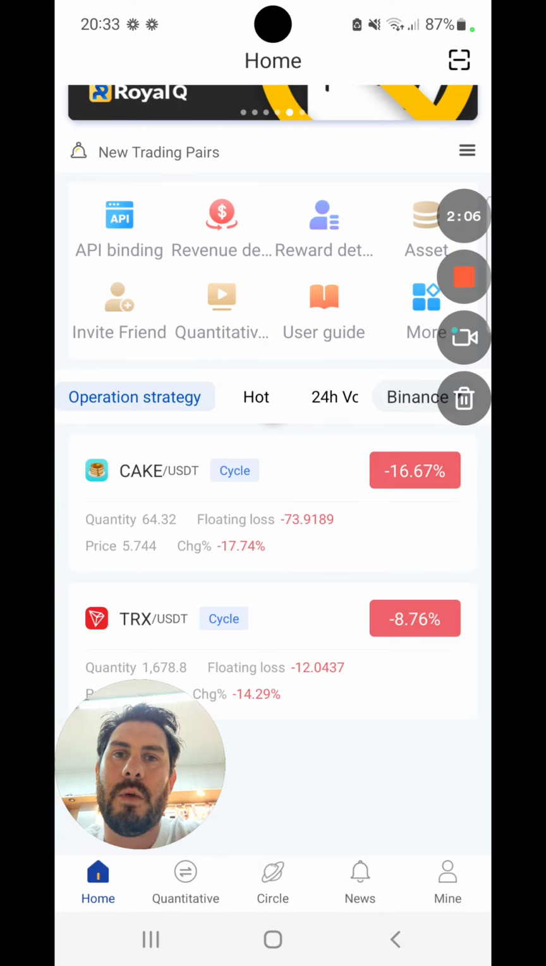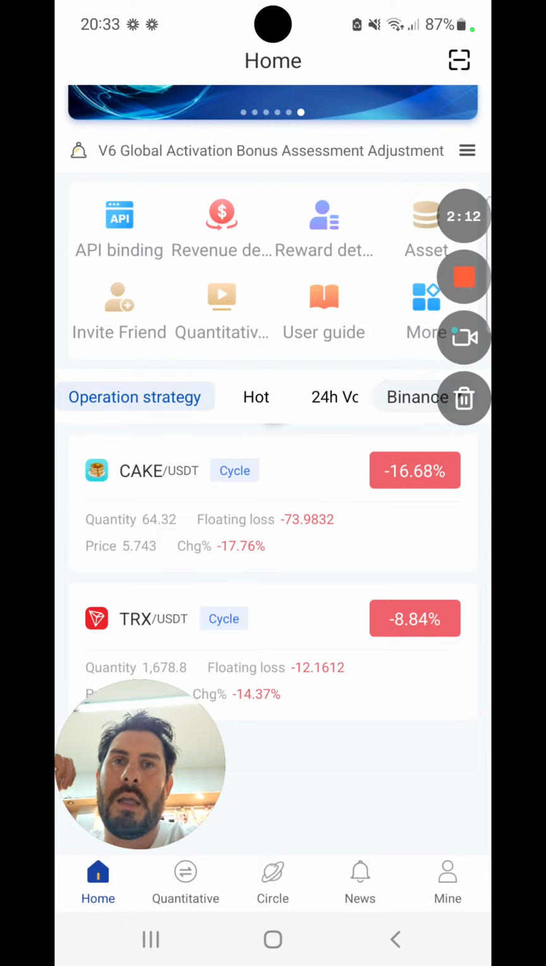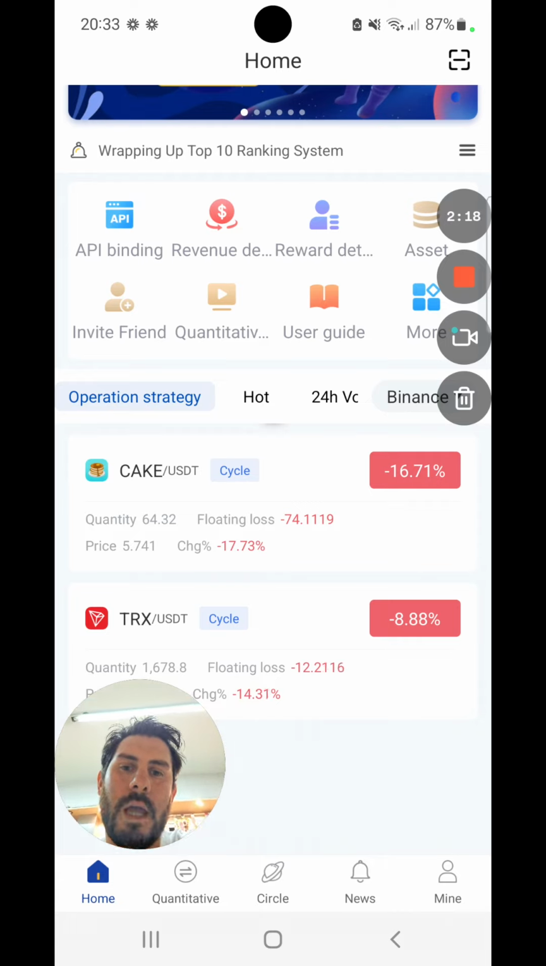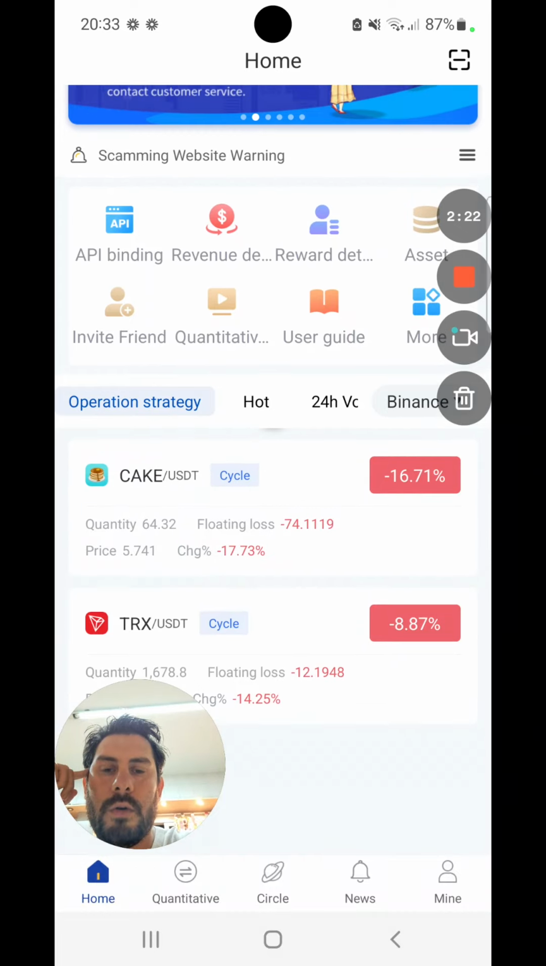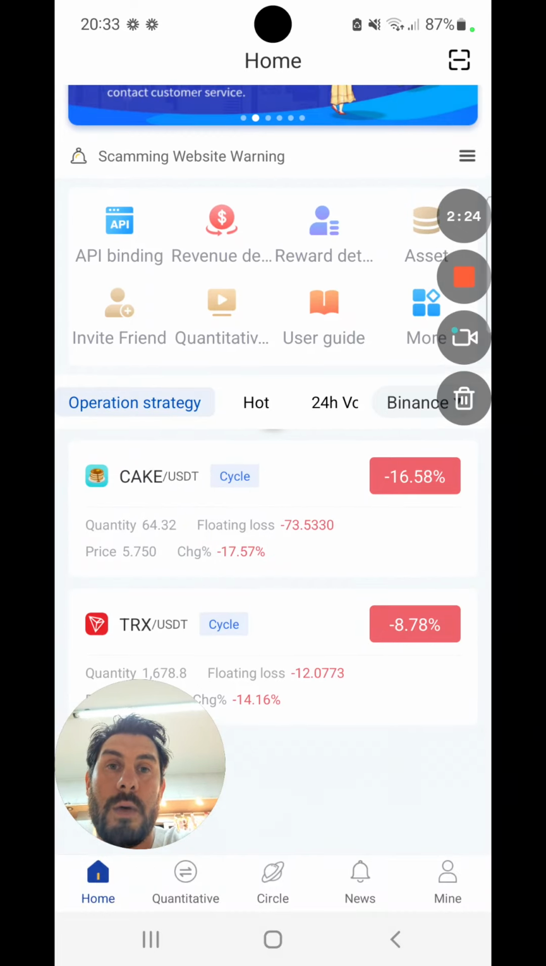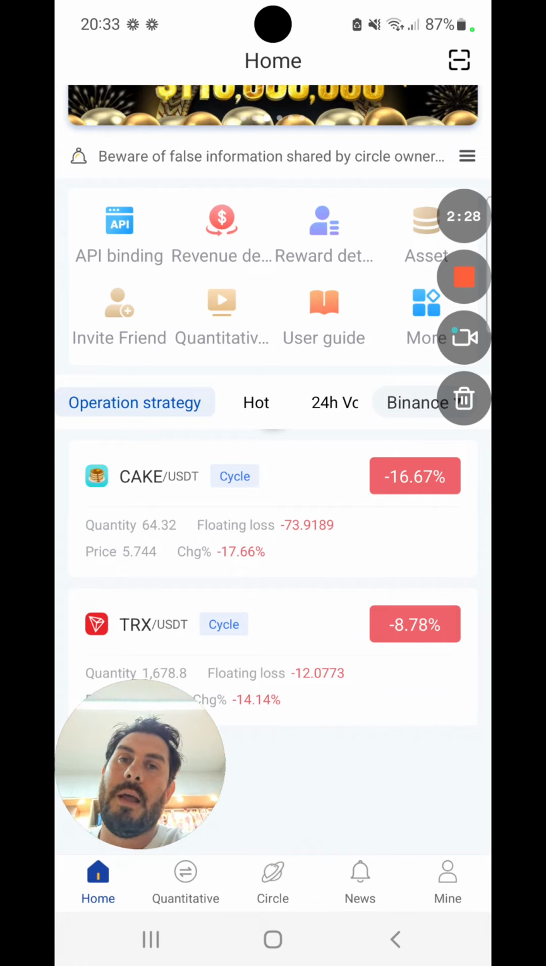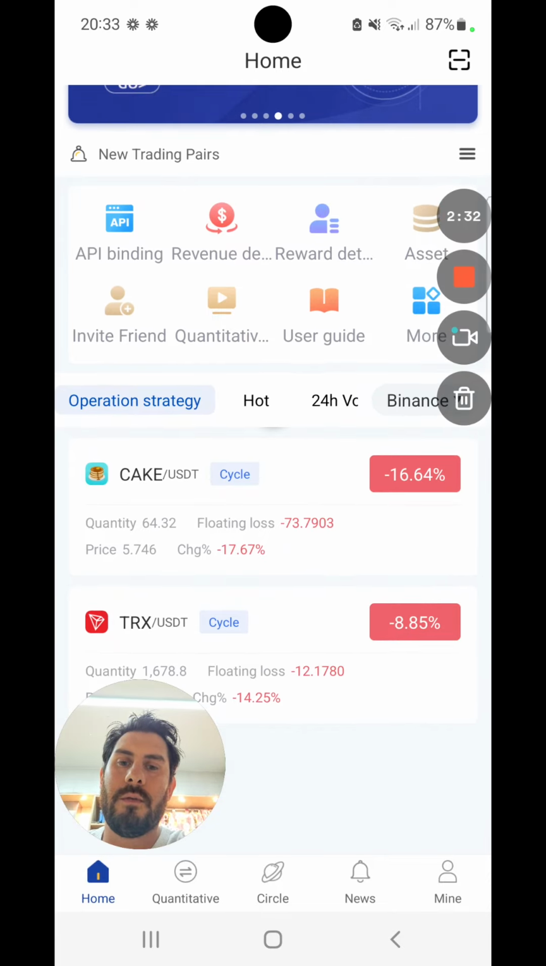It will work when the market is going down, like today, because for example Cake is in one of the lowest points of the market. We can check it here, it's at 5.74. It's a very good moment to buy, because we are buying at a very low price and we will sell it very high. And the same for TRX, for Tron.